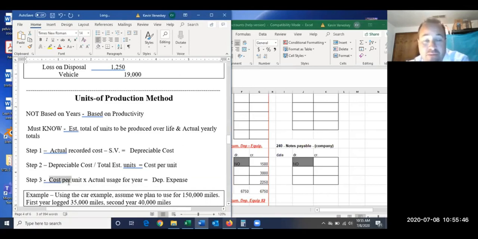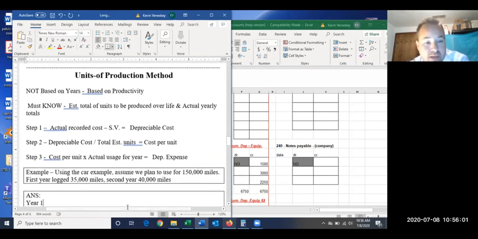And then that's what you do here in step 3. Take the cost for 1 mile and multiply it by the number of miles you actually drove. That's your depreciation expense. All right, so let's work it out. Everything's the same as our previous example, the $19,000 car, $4,000 salvage value. We no longer need to know the useful life, but what we need to know instead is how much I am going to be driving this car in total, my estimate, and what I am actually driving it every single year. We can get that from looking at the odometer. Okay, so let's go through the steps.